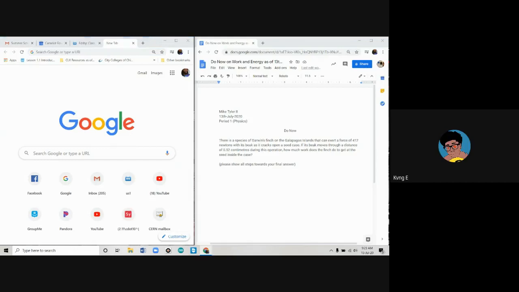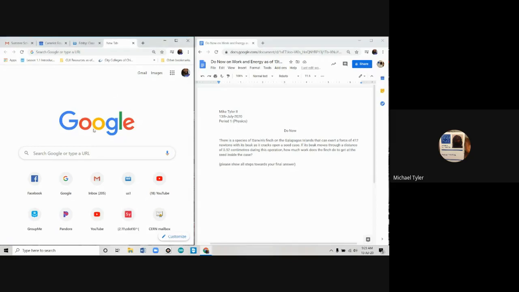Okay, who was that? Eli. Go ahead, Eli. Solve the work and energy question below. There is a species of finch on the Galapagos Islands that can exert a force of 412 Newtons with its beak as it cracks open a seed case. If its beak moves through a distance of 0.52 centimeters during the operation, how much work does the finch do to get to the seed inside the case? Please show all steps towards your final answer. Thank you, sir. Appreciate that.